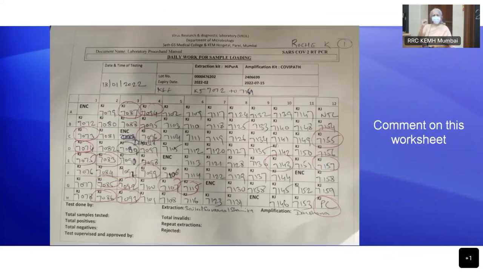So every lab that performs this uses such worksheets, where you use the matrix of the plate layout and the numbers that we have tested, and mark out the positives. The same principle, the same methodology, has been applied to a PCR. We have loaded so many samples in an automated machine, and as the red circles indicate, follow this.